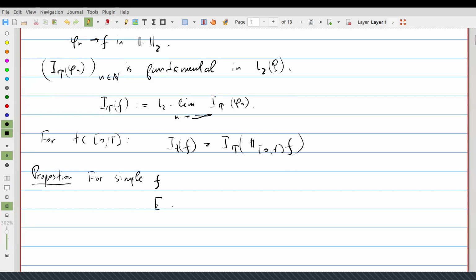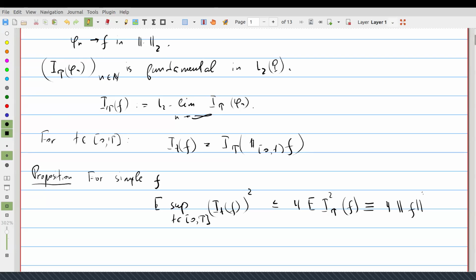And we established a proposition, the last thing we proved last time, that for simple f, we have this maximal inequality. The supremum of the corresponding stochastic integral is bounded by this expression, and this is the same in our notation as this object.